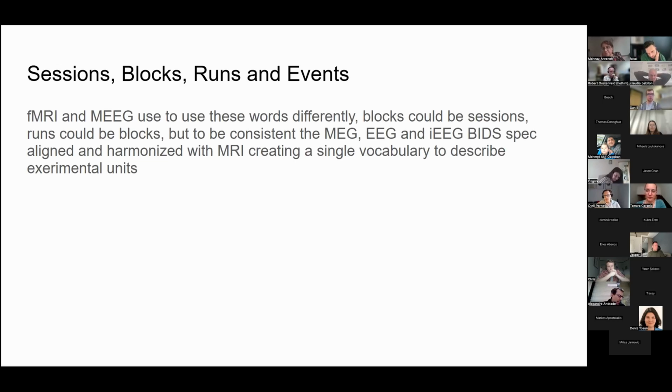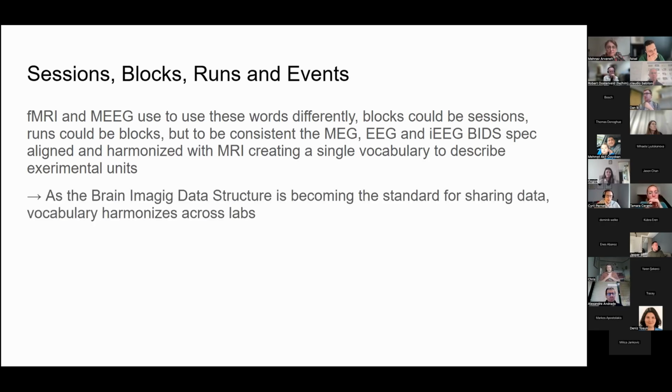But to be consistent when we create a standard such as BIDS, the words used for fMRI, because it was developed first, are what we use in MEG, EEG, and intracranial EEG, so that we can align and harmonize between the different types of experiments so that the same experimental units are used. And because BIDS is more and more used across the world, across different labs, it's becoming the standard way to refer to these experimental units. So we end up harmonizing what we call sessions, blocks, runs, and events.